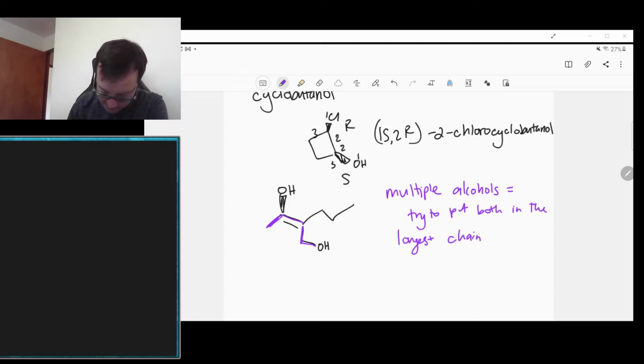Nope, let's try that again. We're going to have to say that this is carbon 1, 2, 3, 4. We always start numbering from the ones that will give us the lowest numbers.